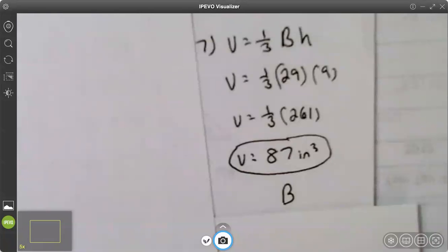The answer is B. Your formula is 1/3 big BH. It gave you big B, it gave you the area of the base, 29. So multiply it by 9 to get 261, and then divide it by 3 to get 87 cubic inches, B.